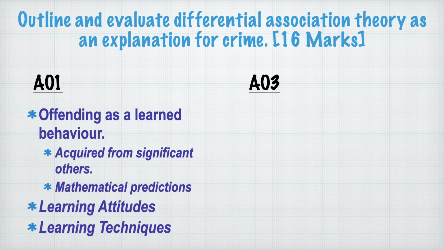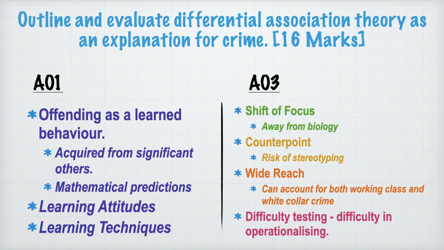All of that is going to go into my outline, together with the fact that Sutherland specified that it would be possible to mathematically predict how likely it is that someone would go on to offend if we knew for certain how many pro- and anti-criminal attitudes they had been exposed to during their lives. Following a similar trend to the last essays, I've got 3 evaluation points and a discussion point at the end.